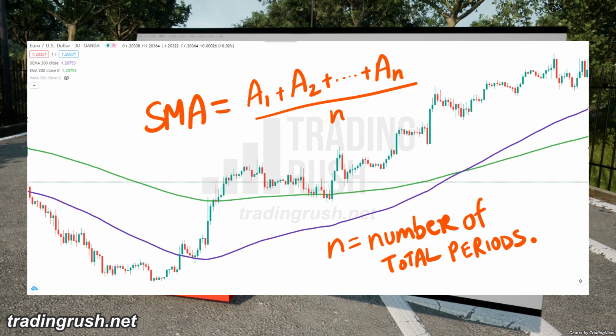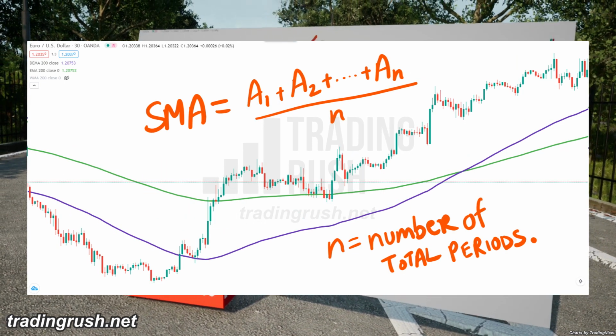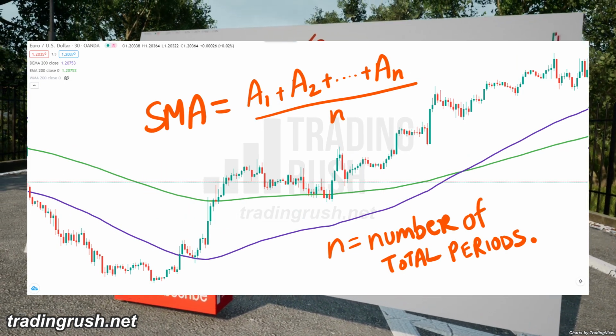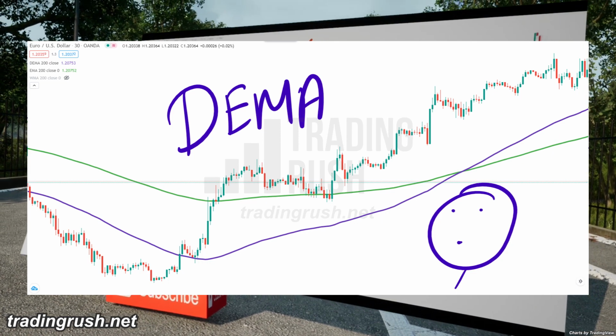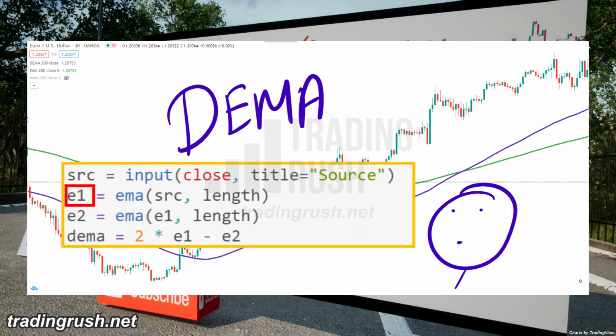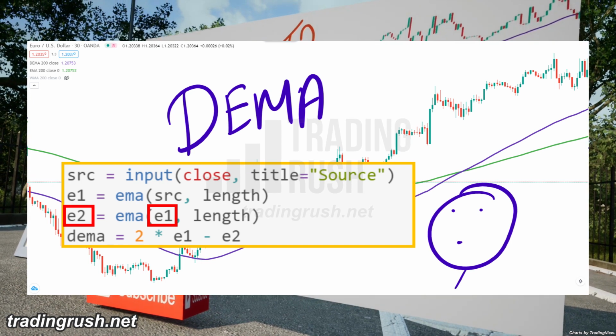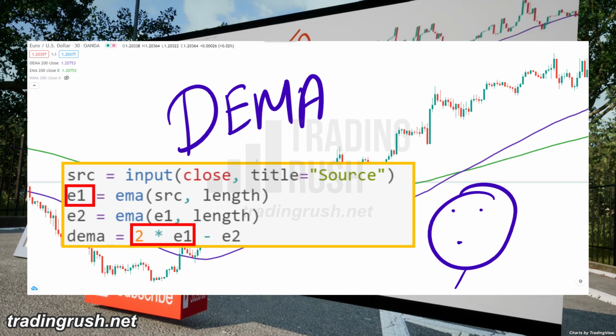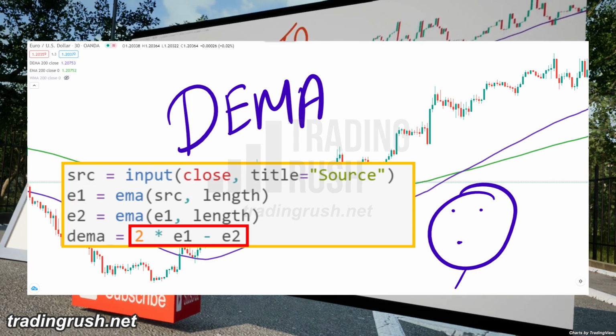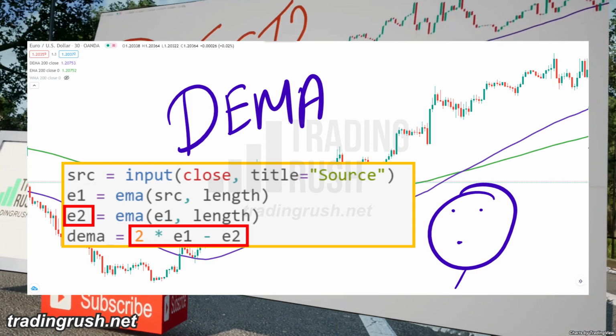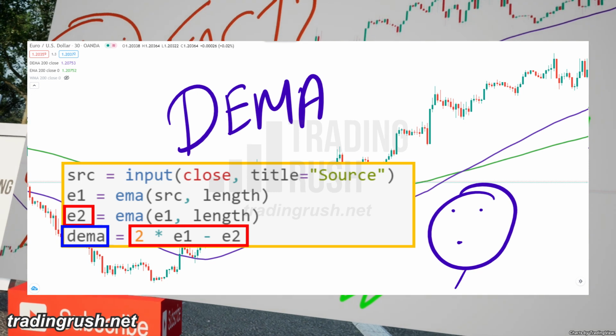In a simple moving average, you calculate the average just like any other simple average. But in the double exponential moving average, you calculate an EMA first, then use that EMA value to create another EMA, and then you multiply the first EMA 2 times, and then subtract the second exponential moving average you calculated earlier from that value. Complicated.